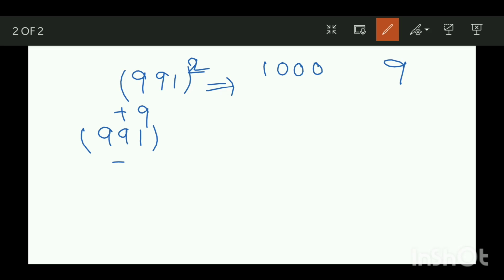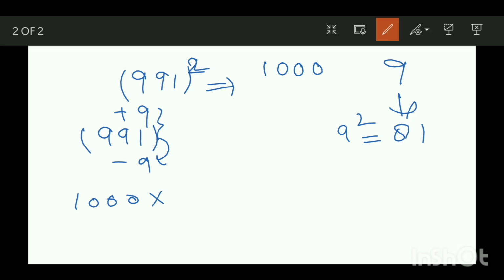Next step, 991. What we will do? Plus 9, minus 9. And we have to write down the square of 9, which is 81. Okay. Next step, when we add this, what we will get? We will get 1000, and we subtract this. What we will get? We will get 982.